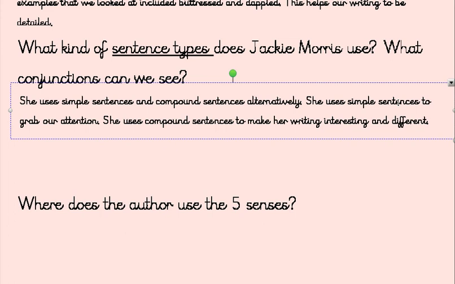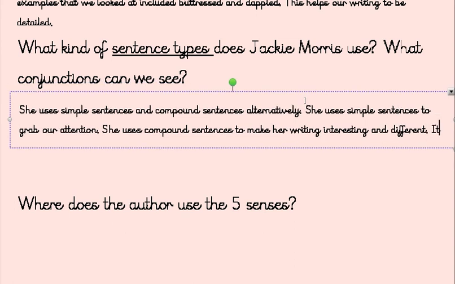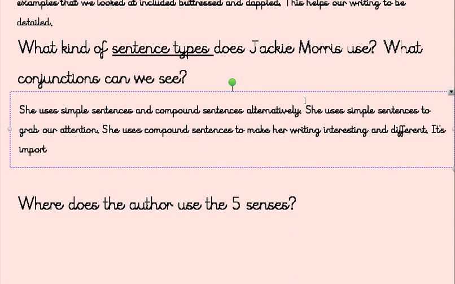Because we can't write just compound sentences, because then our writing becomes long and doesn't grab our attention. But we can't just write simple sentences as well. So it's important to always use a range of sentences in writing. So we can use simple sentences, we can use compound, but really we want to use both together.